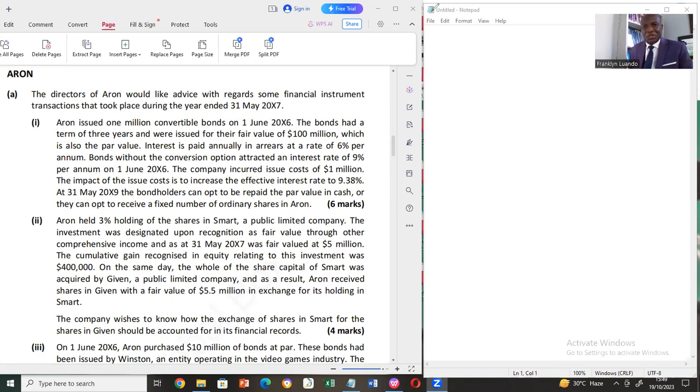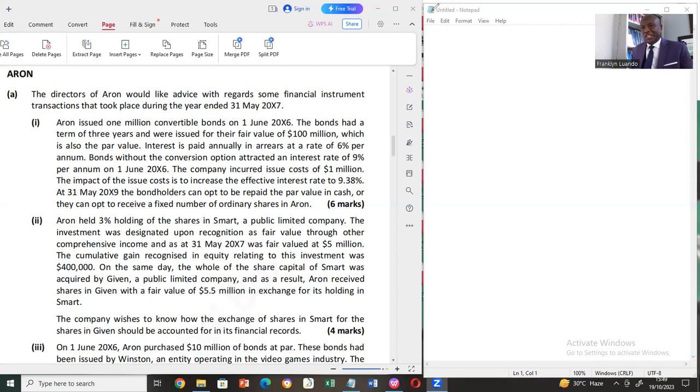In today's video, we are going to look at IAS 32 Financial Instruments with emphasis on compound or hybrid financial instruments in the books of the issuer. So I'm going to explain how you separate the compound financial instruments into the debt component and equity component.